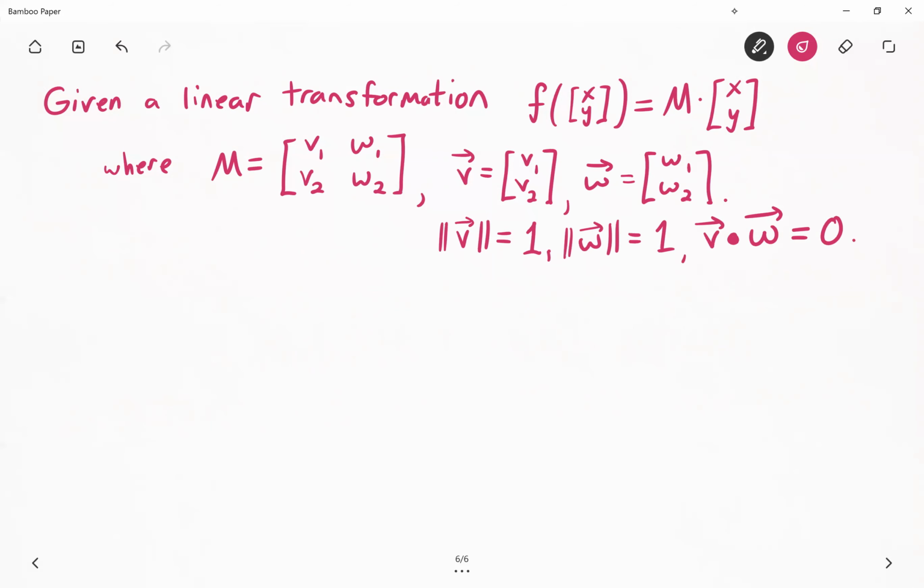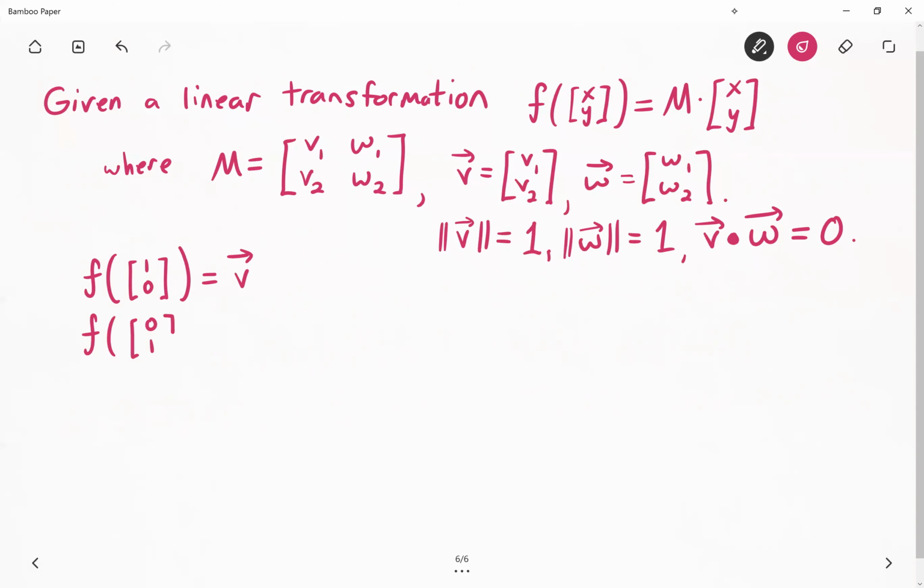Let's think about this for a moment. If we have this function and we plug in the first unit vector, the standard basis vector 1, 0, I get the vector V. If we plug in the vector 0, 1, we get the vector W. So this is a transformation which is going to send the basis vectors 1, 0 and 0, 1 to the vectors V and W. Let's go ahead and draw this as a picture.